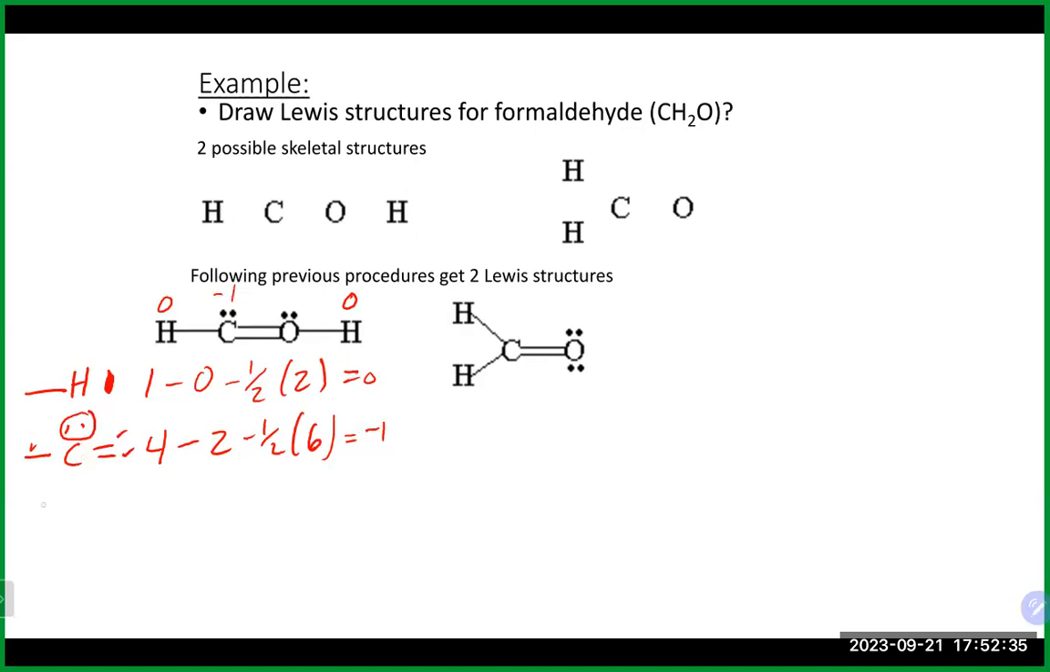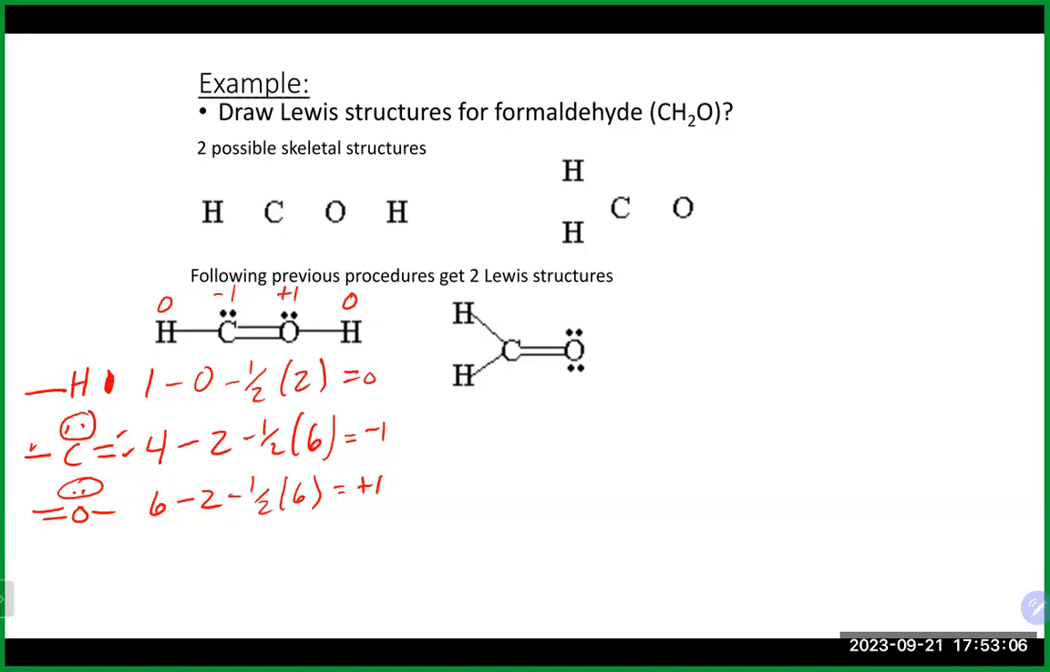Now we also have an oxygen that's double bonded and has a single bond on the back end here. So oxygen again is 6 minus 2, which is our non-bonding electrons, minus 1/2 of 6 in this case. That's going to give us 6 minus 2, which is 4, minus 3, which is plus 1. So this is the formal charge in this particular molecule. Any questions on how to calculate that?